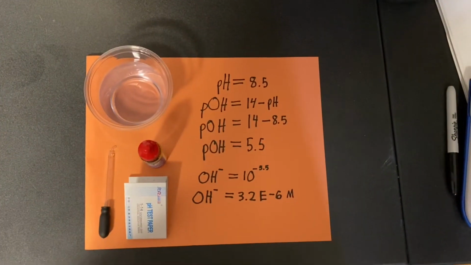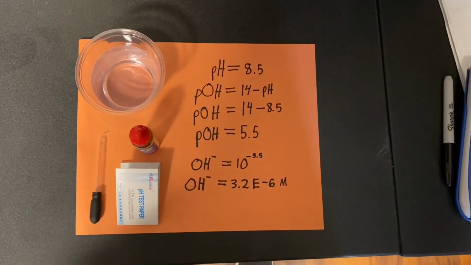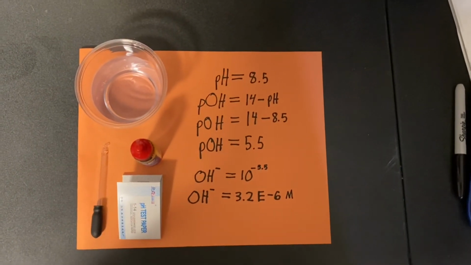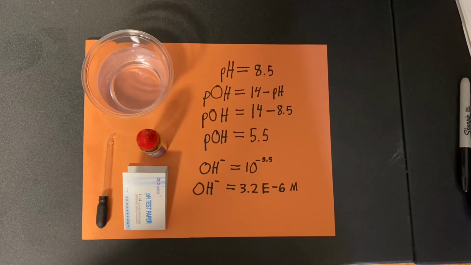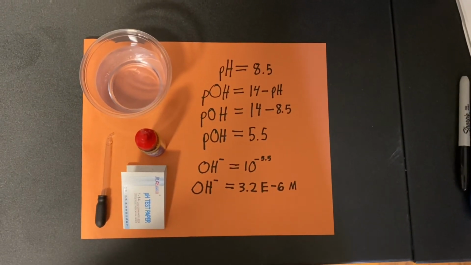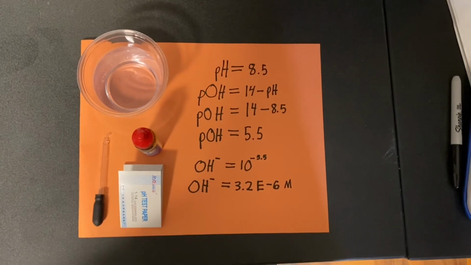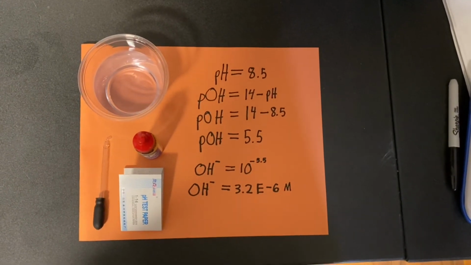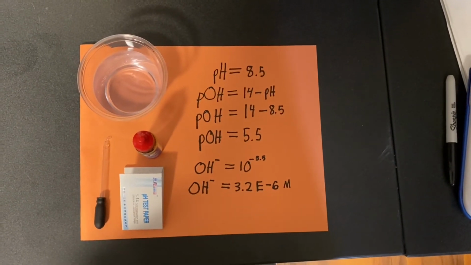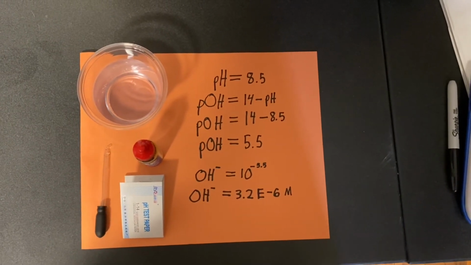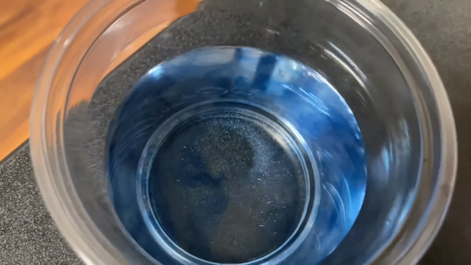Alright, so from both our indicator solution and our pH test strips, we have determined that the pH is approximately 8.5. Now, by subtracting that from 14, we are able to get the pOH, which is 5.5, indicating that yes, this is a basic solution. We can easily get the hydroxide concentration by doing 10 to the negative pOH. In the end, we can see that the hydroxide concentration of our tap water is 3.2 times 10 to the negative 6. So, what could be the cause of this?